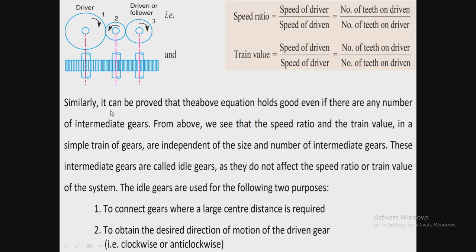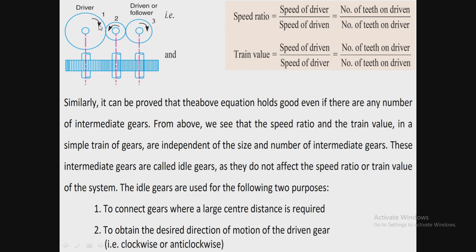Similarly, it can be proved that the above equation holds good even if there are any number of intermediate gears. So from the above we see that the speed ratio and the train value in the simple gear train are independent of the size and number of intermediate gears. These intermediate gears are called idle gears as they do not affect the speed ratio or train value of the system. The idle gears are used for the following two purposes.